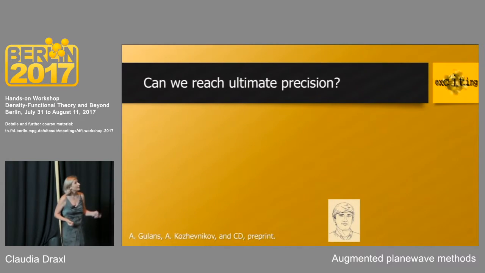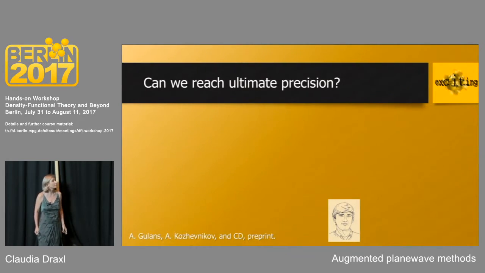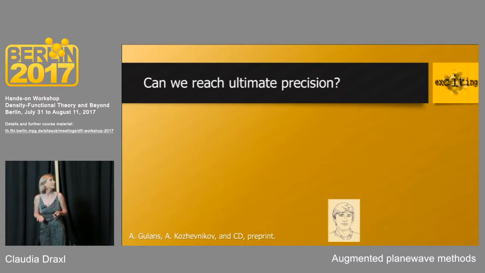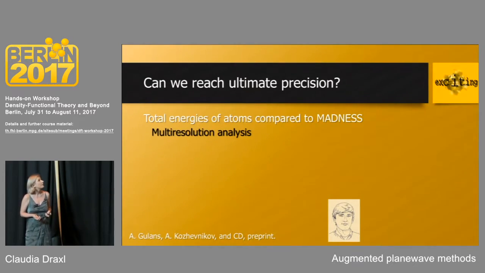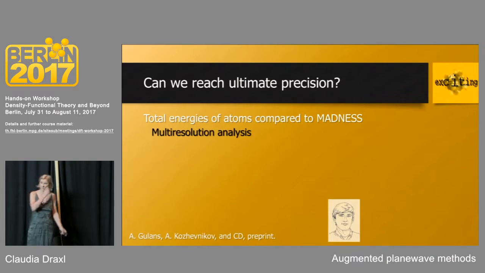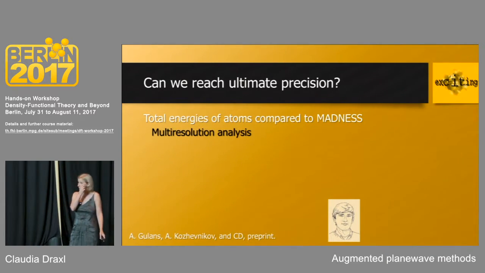So Andres wanted to ask the question, can we reach this ultimate precision? I mean, we have so many different numerical bits and pieces to solve, and how precise can we be? And so he computed total energies of atoms and compared them to MADNESS. I think there will also be a talk by Stefan Goedecker next week, who has the same methodology implemented. So I'm sure he will also talk about this.